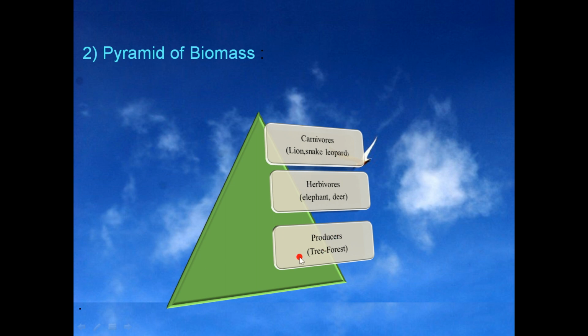Again, we know that the producers are at the base, that is trees, forest, etc., and these can be eaten by certain herbivorous animals like elephant, deer, goat, etc. These are quite less in number, and these can be eaten by the lion, snake, and leopards. These are the carnivorous animals, and these are less in number. So these are the producers, herbivores, and carnivores, with the lesser biomass at the top and the greater biomass of producers at the base level. So this is called the pyramid of biomass.